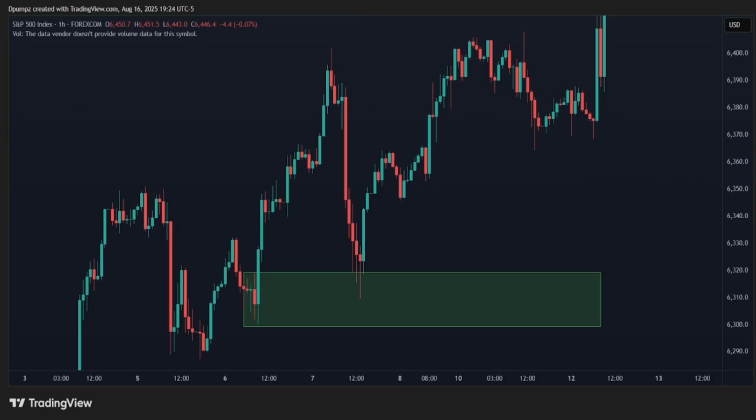This is an example of a demand zone. Y'all see how right here, price just burst up? It's as if it just happened out of nowhere. And what happened? It came back to the zone. And when it came back, buyers were found here. We got a big wick, a rejection of the zone, and price moved up. This is the perfect example of a demand zone.